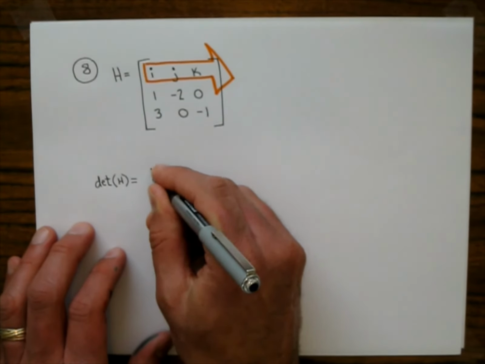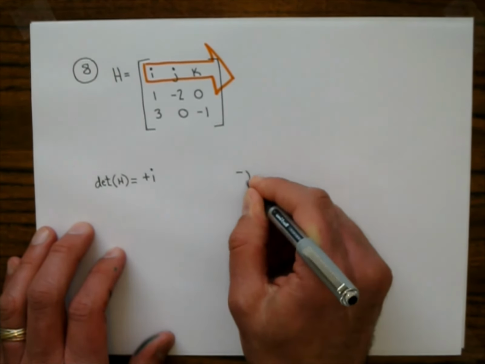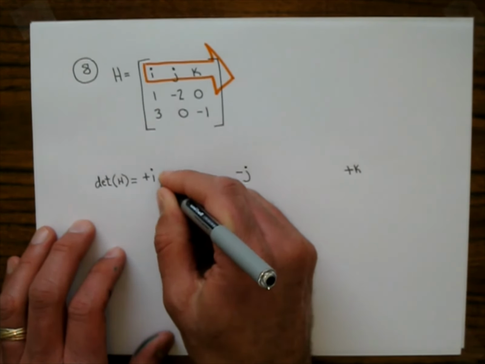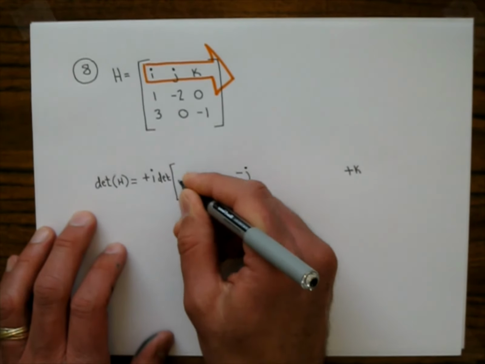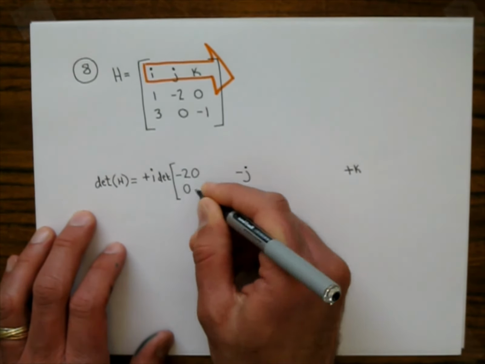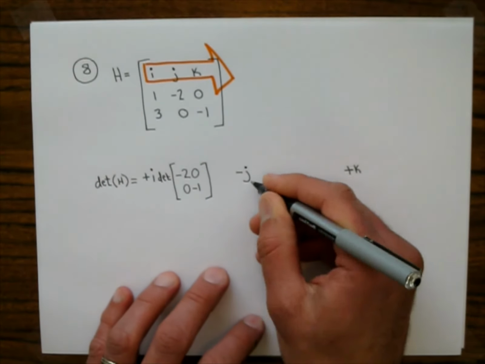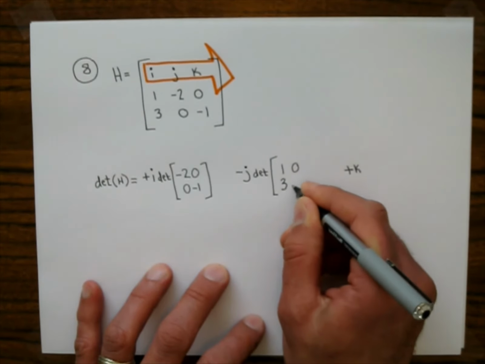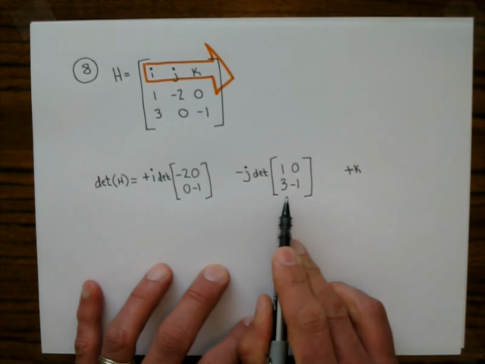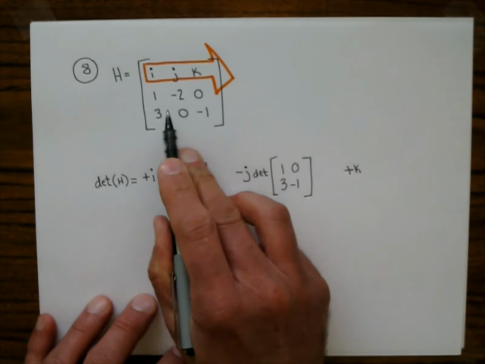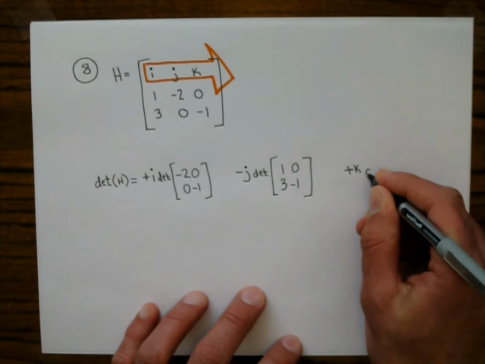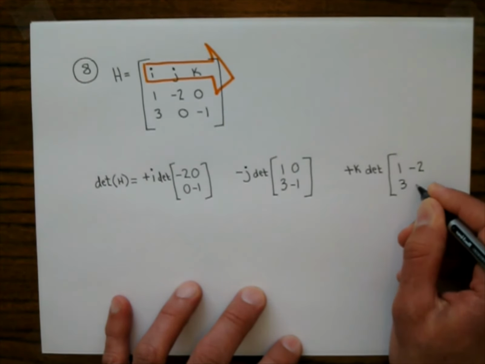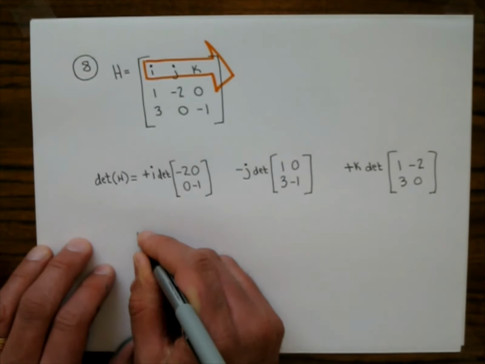The i is in the positive position, the j is in the negative position, and the k is in the positive position. So this is going to be i times the determinant of negative 2, 0, 0, negative 1, minus j times the determinant of 1, 0, 3, negative 1. And how am I getting this? I'm covering up the row and the column that has the j in it. And then k times the determinant of 1, negative 2, 3, 0.